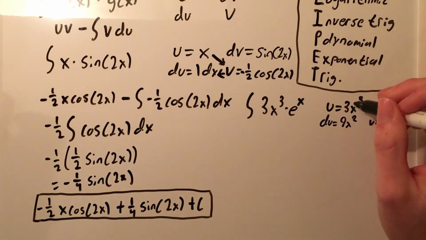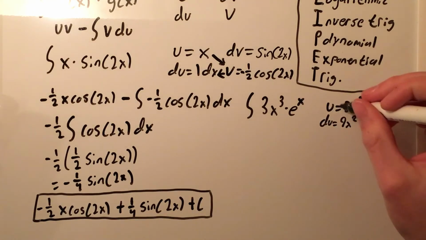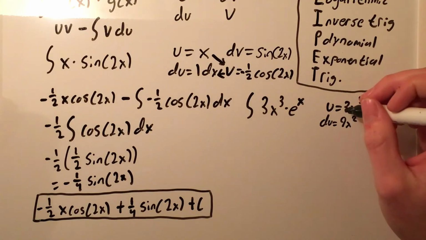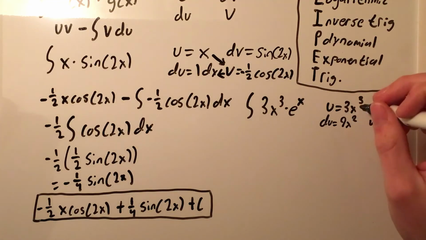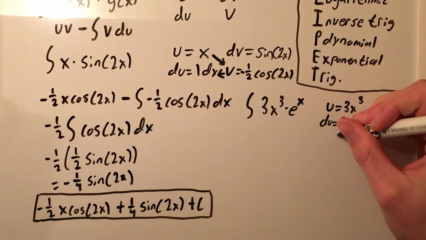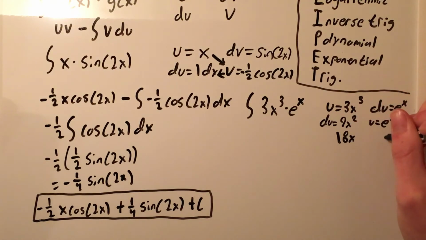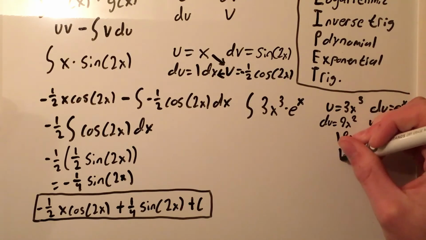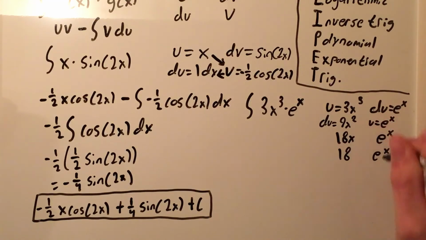So now instead of stopping here and doing what we just did, we're going to keep on going with this derivative and this integral. So we're going to do it again. 18x, and this is going to be e to the x again. This is going to be 18, this is going to be e to the x again. This is going to be 0, and this is e to the x.